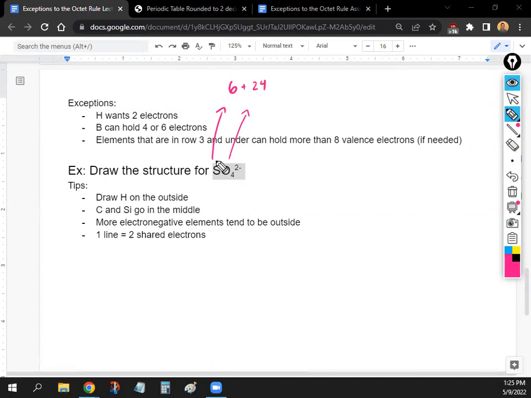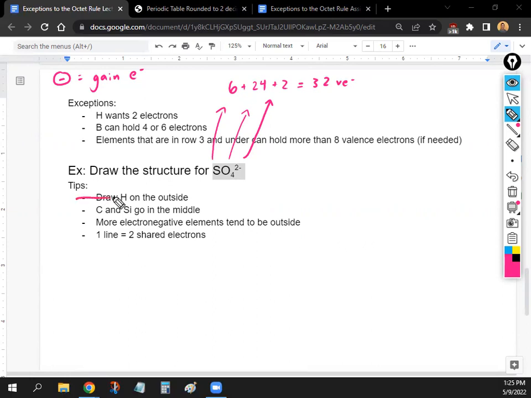Now, if you notice, there's a -2 sign, right? If you ever see a negative sign next to a formula, it means that it has gained electrons. So if it's -2, that means we're going to add 2 electrons to our total count. If you see plus, that means you lose electrons. If you see minus, you gain electrons. And then that'll give us 32 valence electrons. So just be careful with those minus signs. It means there's more electrons to work with.